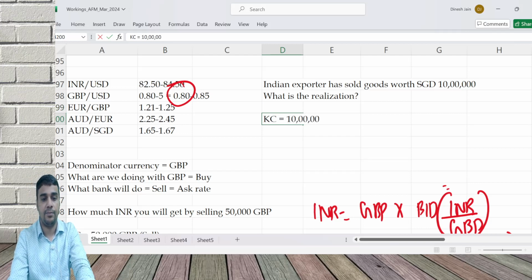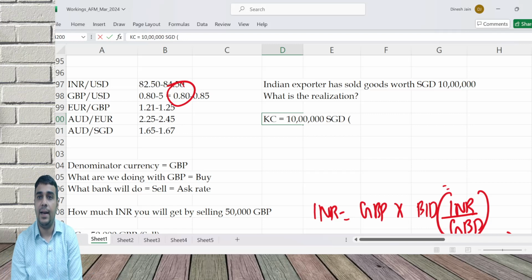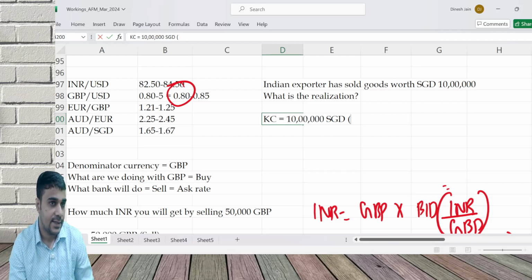10 lakh SGD. The known component is something which you are aware of, the number which you are aware of. What are you going to do with Singapore dollar? Are you going to buy or sell Singapore dollar? Sell, because I'm an exporter. I'll get this money and sell it off.